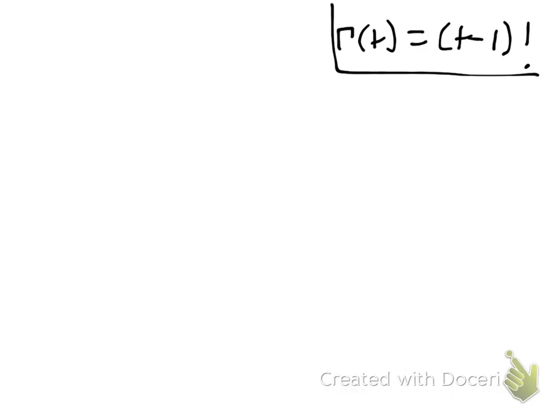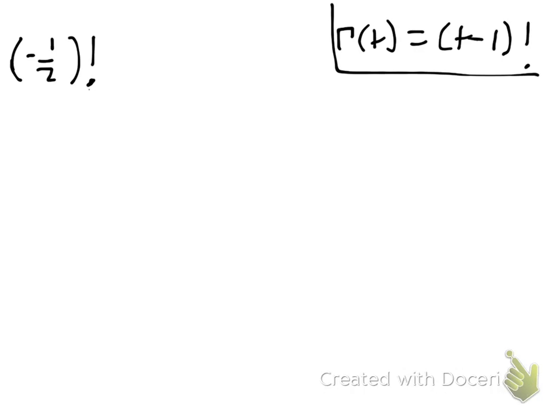So, now armed with that knowledge, which I will rewrite up here because it's so important, gamma of t is equal to (t-1) factorial. But now, t does not just have to be an integer. So, we are now able to try to answer our question: what is negative 1/2 factorial?